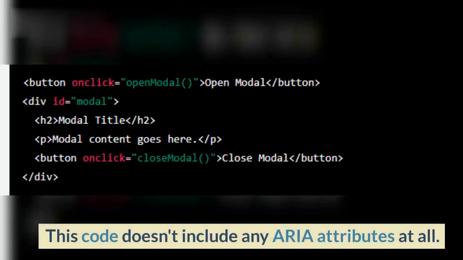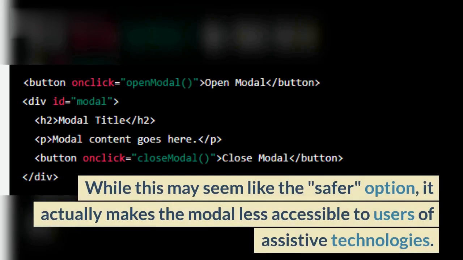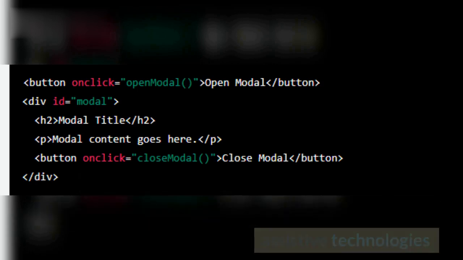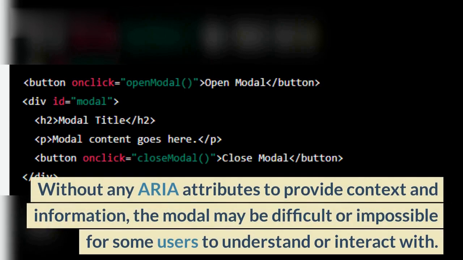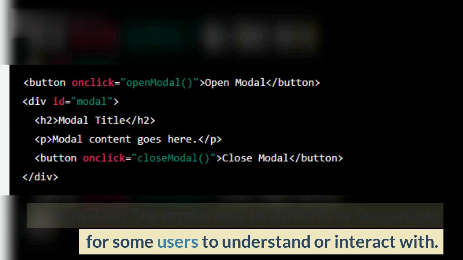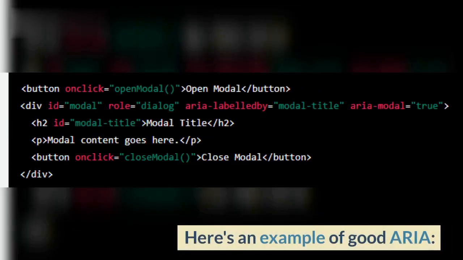This code doesn't include any ARIA attributes at all. While this may seem like the safer option, it actually makes the modal less accessible to users of assistive technologies. Without any ARIA attributes to provide context and information, the modal may be difficult or impossible for some users to understand or interact with. Here's an example of good ARIA.